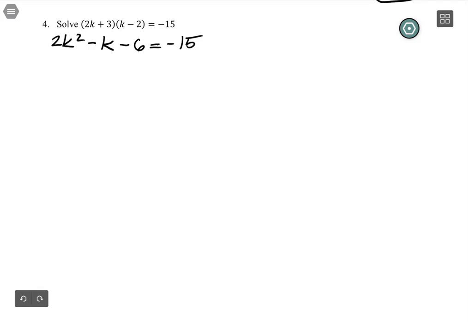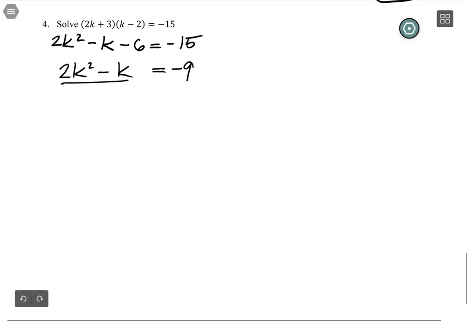Okay, so first thing I want to isolate the k squared and the k. So I'm adding 6 to both sides, which is going to give me negative 9. Then I need to get 1 in front of the k squared, so I have to divide by 2.